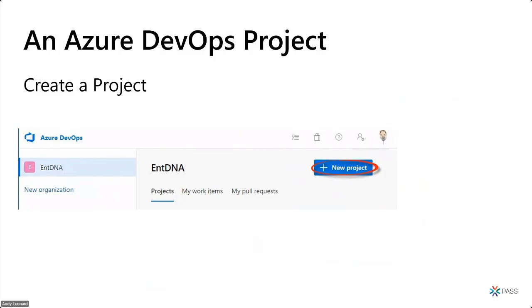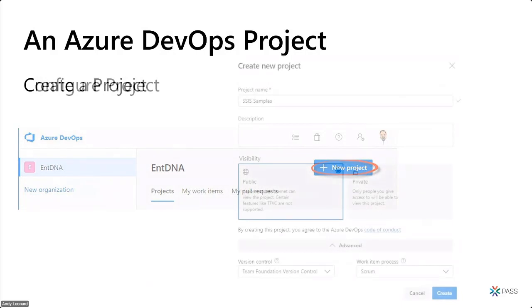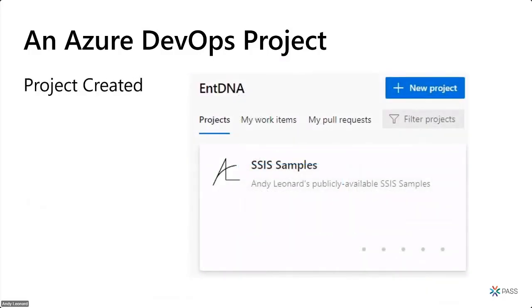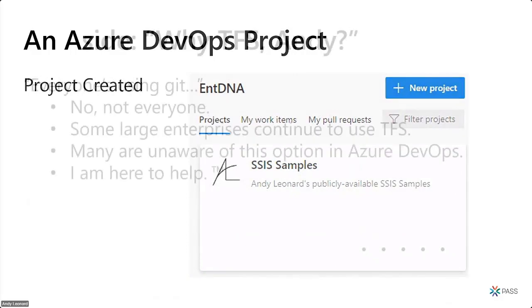Here's my organization, ENTDNA, and I can click on a new project. When I do that, it pops up this blade that kind of slides out and asks what do you want to call it. I wanted to call this one SSIS Samples. I chose public, and down here under advanced, I set Team Foundation version control and Scrum. Now, I know Kevin's cringing, but I'll get to it. Hang on, Kevin. Once I've created this, this is what the project looks like, and it's done.